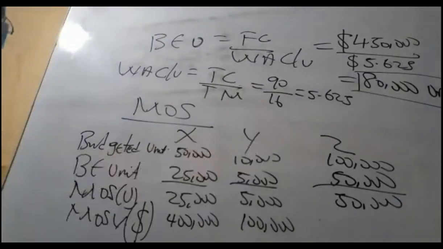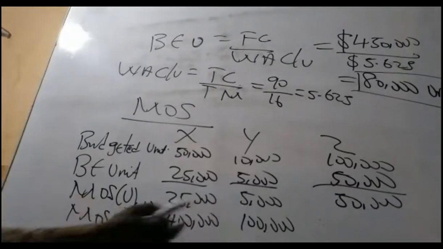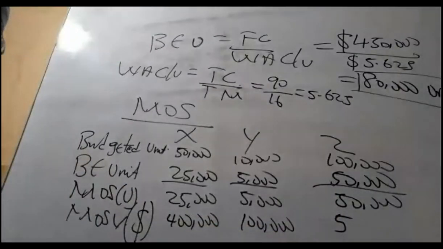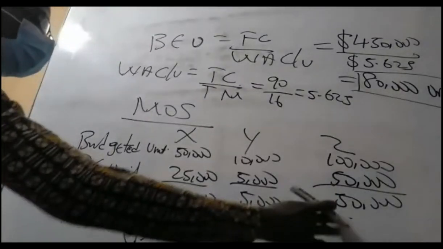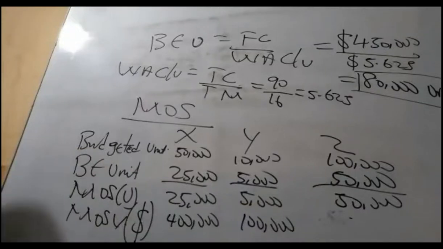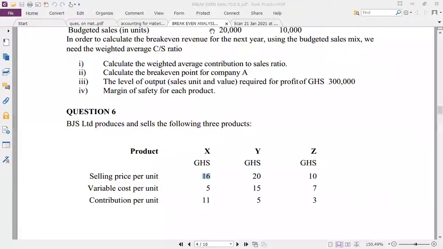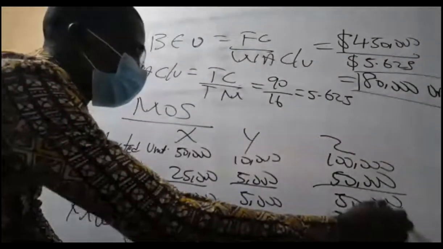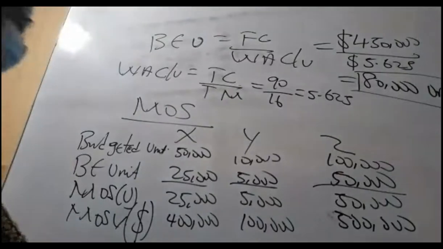And this is 20. 50 times 20, this and this give us 500. The last one is 10, so 50,000. Okay, so that is it. We are done. Then left percentage.